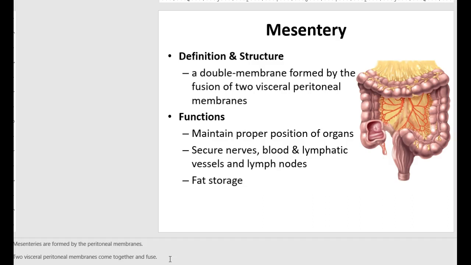So first, let's discuss the function before we worry about the structure. The function of a mesentery is to maintain the proper position of organs. It also helps to secure nerves, blood vessels, and lymphatic vessels that supply that organ. And then lastly, you'll find a lot of adipose on mesentery. It functions in lipid storage.